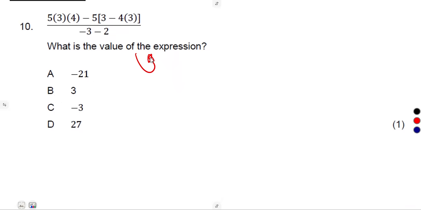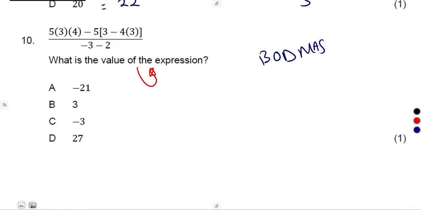What is the value of the expression that we are given? What is the value of this expression? So there is a product. Okay, still BODMAS, guys. BODMAS. So let's consider the brackets 5 times 3 times 4. It's a product, but those are brackets at the same time. So simplify them. 60 minus 5.